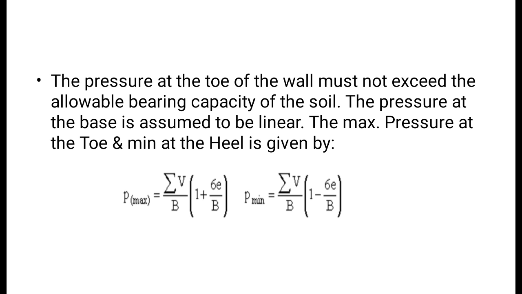The pressure at the toe of the wall must not exceed the allowable bearing capacity of the soil. The pressure at the base is assumed to be linear. The maximum pressure at the toe and minimum at the heel is given by P max equals sigma vertical by B into 1 plus 6e by B, and P min equals sigma vertical by B into 1 minus 6e by B.